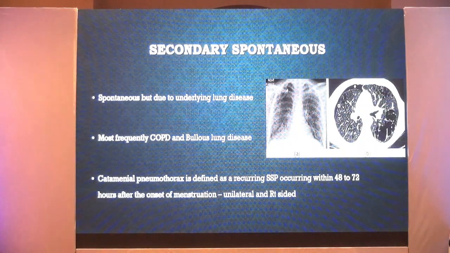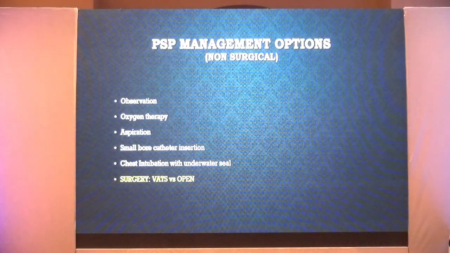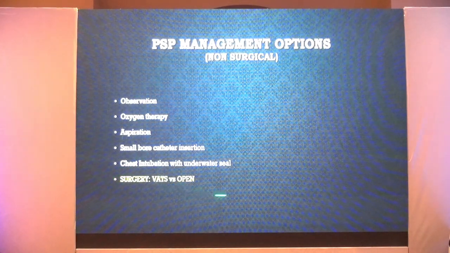On the contrary, secondary spontaneous pneumothorax occurs most frequently in COPD and bullous lung diseases and a variety of other lung diseases. So we can manage primary spontaneous pneumothorax by non-surgical means, from observation to oxygen therapy to simple needle aspiration, placing pigtail catheters, even chest intubation in few cases. Surgery is not required for the first episode of primary spontaneous pneumothorax, that is the uncomplicated first episode.